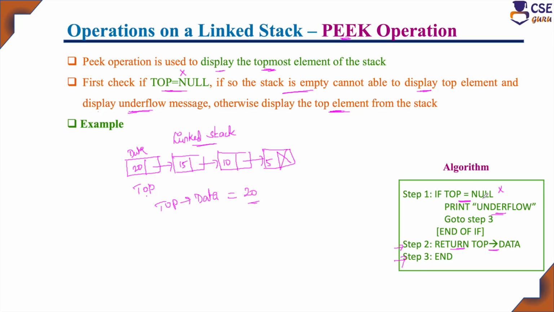Suppose top is equal to null, meaning there is no element in the stack, it will display an underflow message. There is no element in the stack. That is the meaning. Otherwise, it will return the top element of the stack. In the topmost position, whatever the value is, it will display. That is the peek operation. So this is all about the three basic operations, how we can implement them with a linked stack.